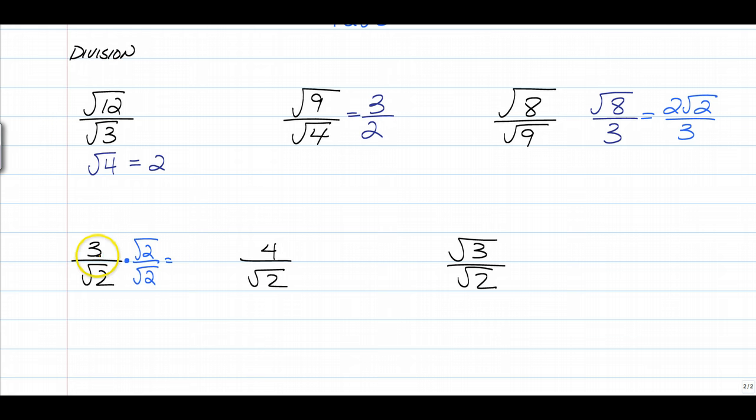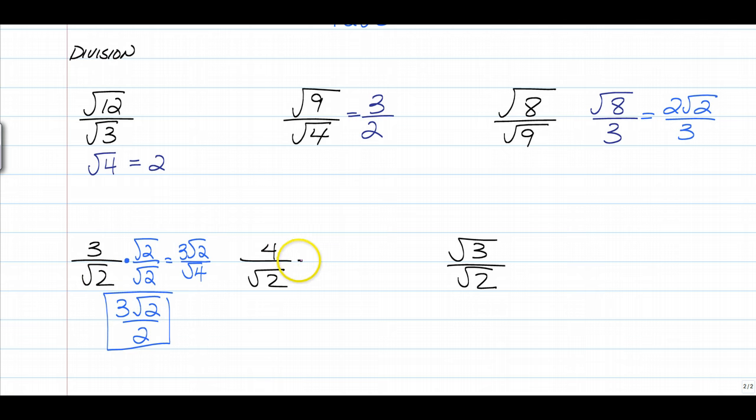But if you multiply it to the top, you would end up with 3 root 2 over the square root of 4. And we know that the square root of 4 is 2. So as you can see, we got rid of the denominator, and we now have a simplified expression using radicals.